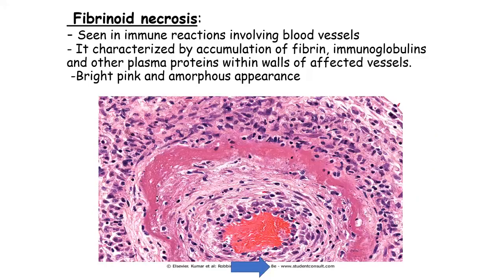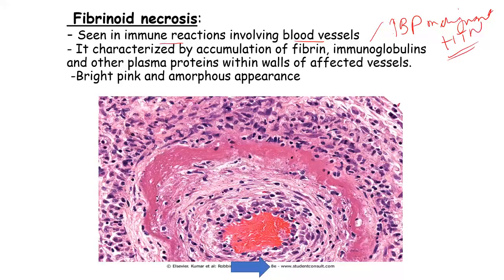The next types of necrosis start with F. We have two types of necrosis starting with F, fibrinoid and fat. Fibrinoid necrosis is a distinctive form of necrosis. It is fibrin-like. It is seen in immune reactions involving blood vessels and sometimes in cases of very high blood pressure called malignant hypertension. You are going to take this later in the cardiovascular system, malignant hypertension.